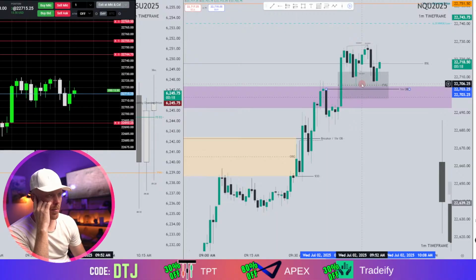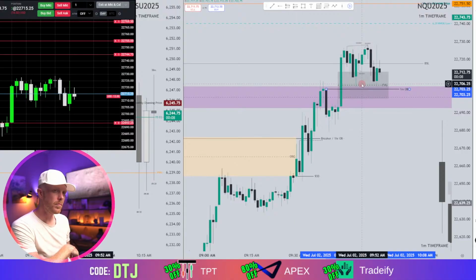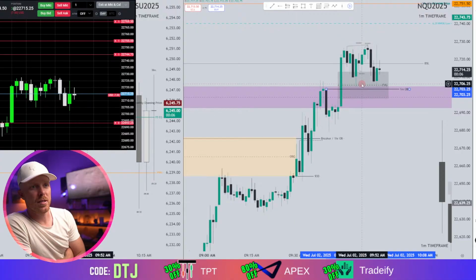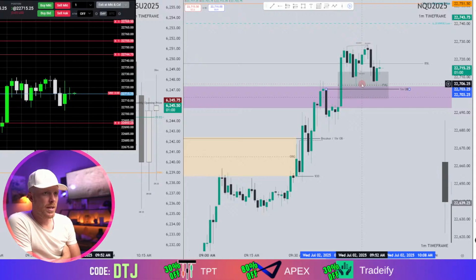All right, so we swept that low inside that fair value gap. I immediately want to see this push higher. That would be the signature in price that I'm looking for, treating those two down close candles as manipulation.